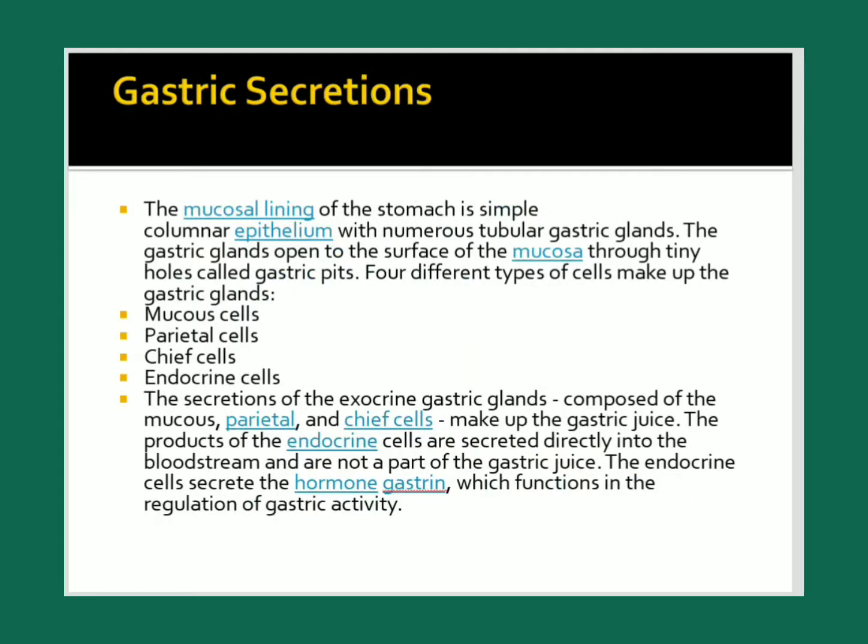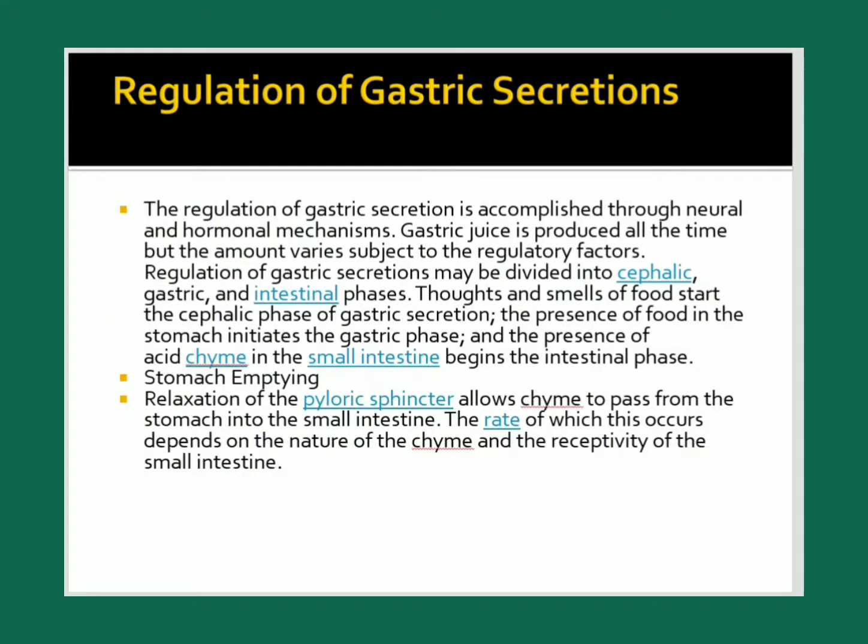Next, the gastric secretions. The mucosal lining of the stomach is simple columnar epithelium with numerous gastric glands. The gastric glands open to the surface of the mucosa through tiny holes called gastric pits. They are made up of different cells: mucus cells, parietal, chief and endocrine cells. The exocrine gastric glands are composed of mucus, parietal and chief cells. The parietal and chief cells make up the gastric juice. The endocrine cells secrete gastrin directly into the bloodstream, which functions in the regulation of gastric activity.